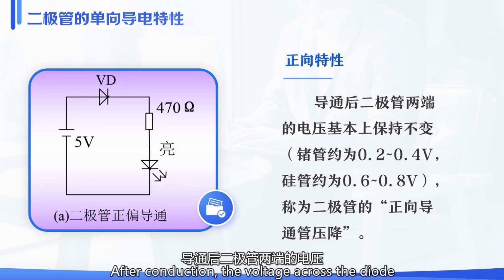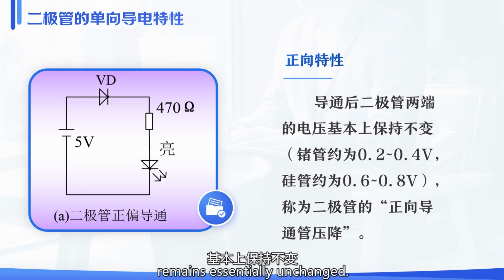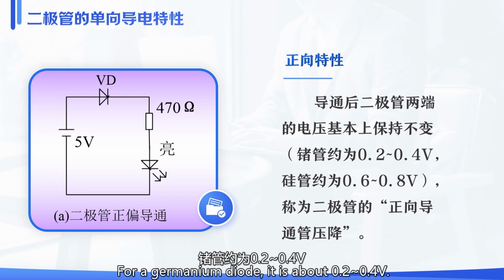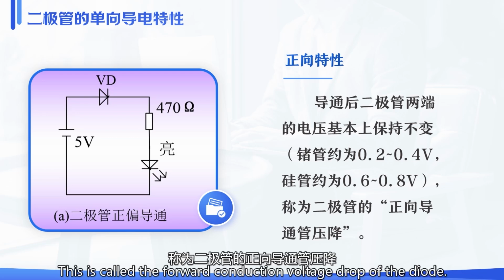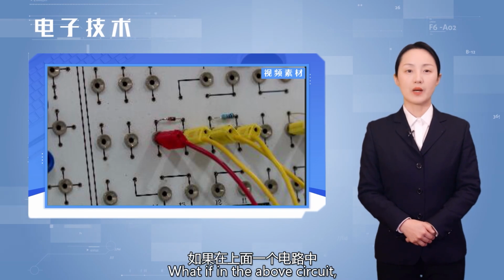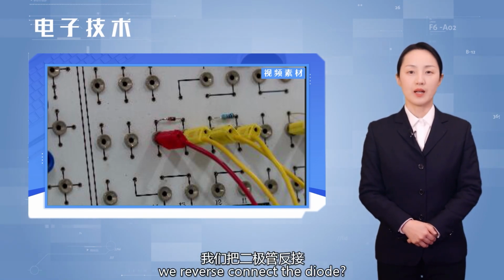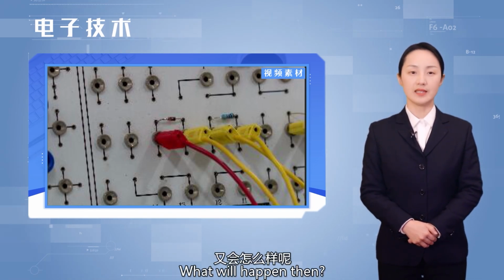After conduction, the voltage across the diode remains essentially unchanged. For a germanium diode, it is about 0.2 to 0.4 volt. For a silicon diode, it is 0.6 to 0.8 volt. This is called the forward conduction voltage drop of the diode. What if in the above circuit we reverse connect the diode? What will happen then?